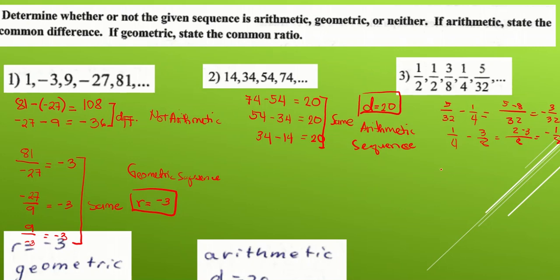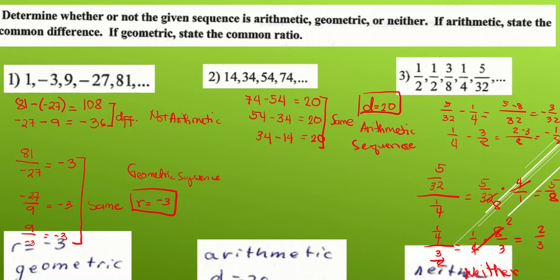Let's try to see if it is geometric. 5 over 32 divided by 1/4. So when you do that, that's a complex fraction. 5 over 32 times the reciprocal, 4 over 1. So this by cancellation is 8. So this is 5/8. Then you have 1/4 divided by 3/8. So 1/4 times 8 over 3. This one is 2. So 2/3. So they are not the same. Therefore, it's not geometric. So it's not arithmetic, not geometric, so it is neither. Okay? Yes. Next.